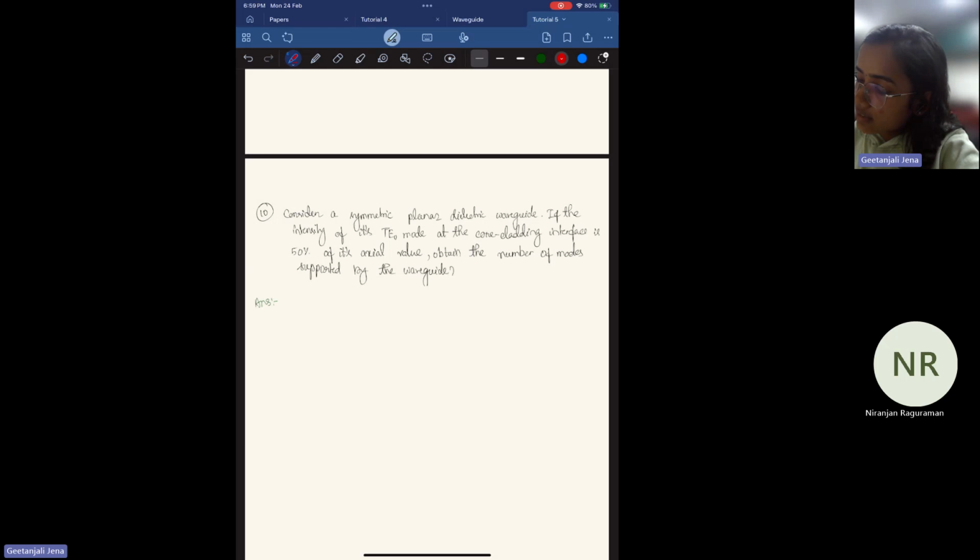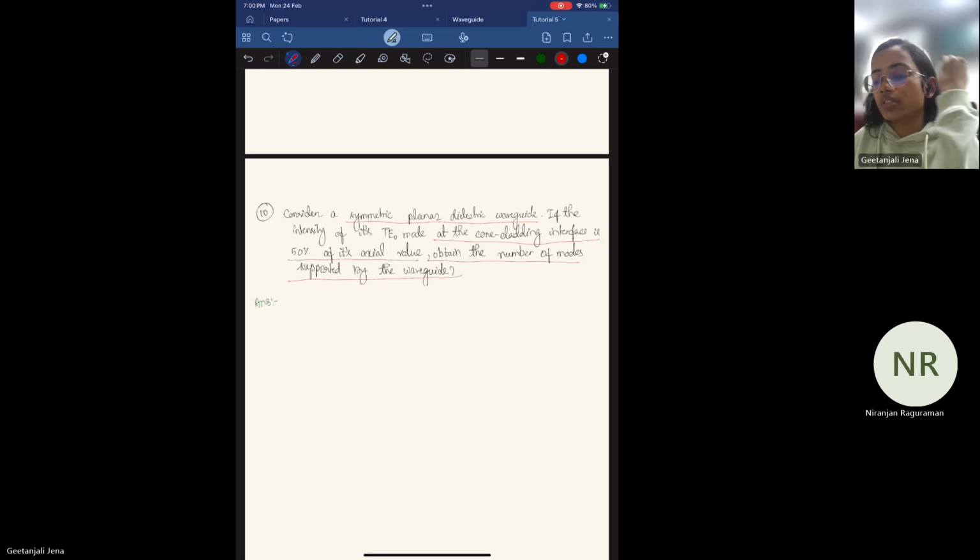The question says, consider a symmetric planar dielectric waveguide. If the intensity of its TE0 mode, which is the fundamental mode, at the core cladding interface is 50% of its axial value, then obtain the number of modes supported by the waveguide. To calculate the number of modes, what do we need? The V parameter. So given the condition, we need to find the V parameter for this waveguide.